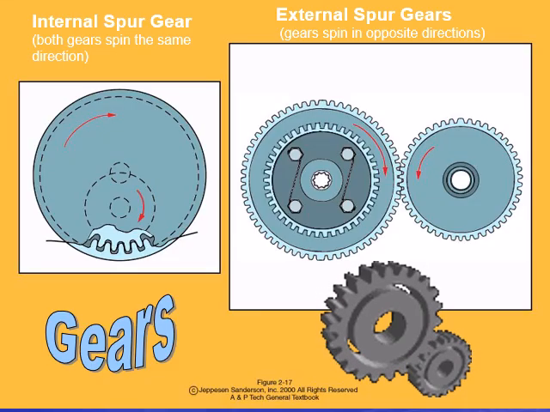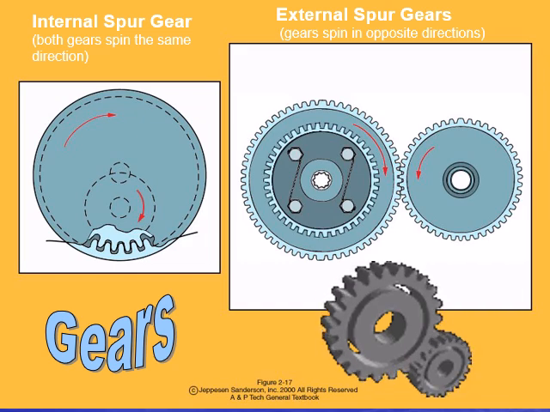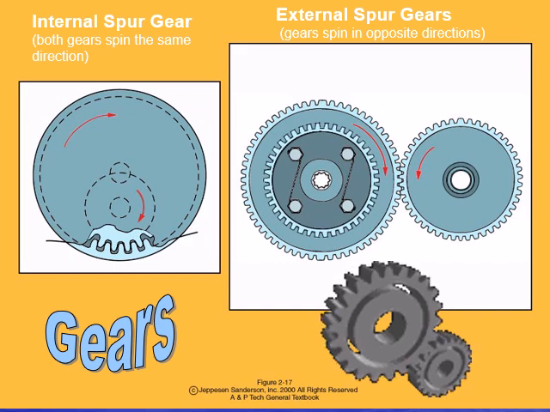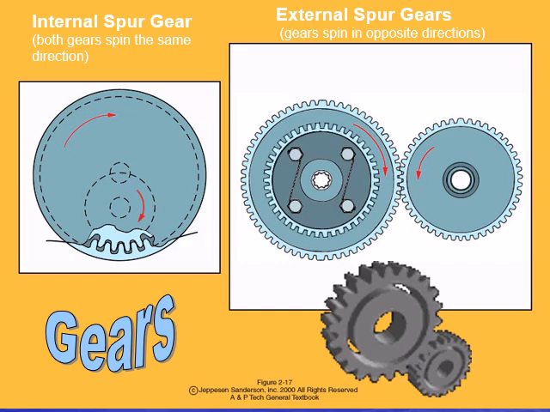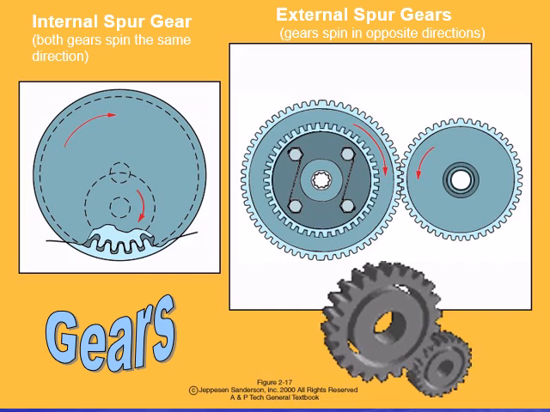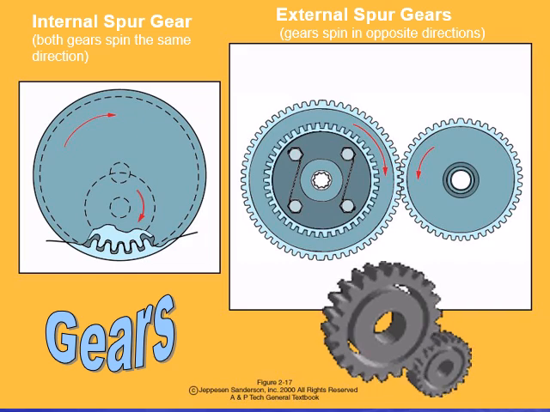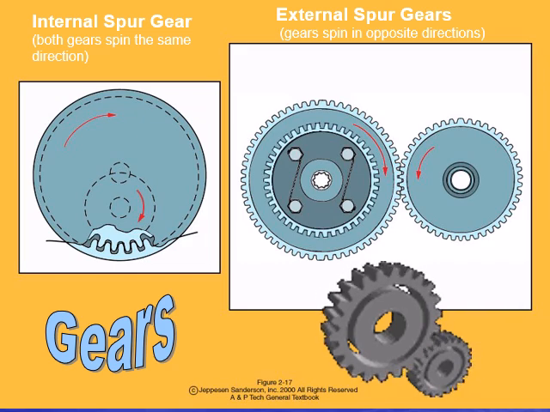An internal spur gear meshes with another gear inside its diameter. Both gears rotate in the same direction. This type of gear setup can be found in planetary gear systems commonly used in turbine engine reduction gearboxes. In contrast, external spur gears rotate in opposite directions. This configuration is simple and effective for transmitting power, and is commonly used in accessory gearboxes and mechanical drive systems.